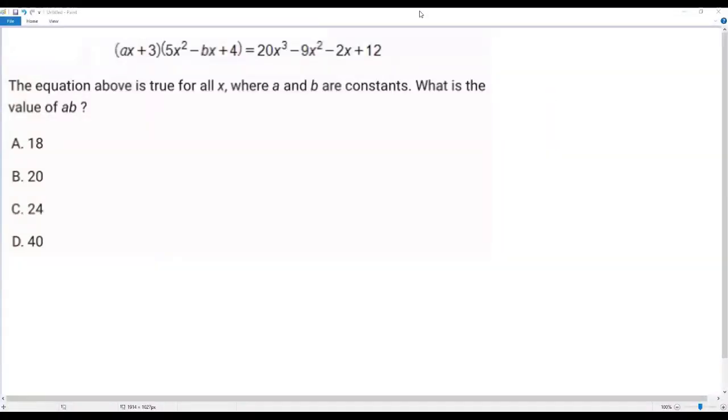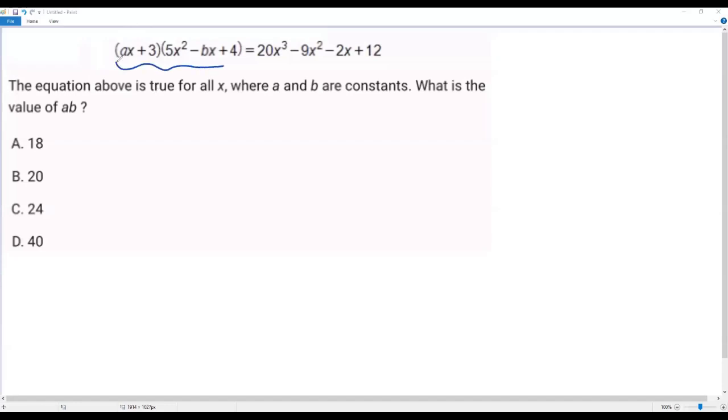Here we have a SAT math question. Okay, let's go through the information. (ax + 3)(5x² − bx + 4) = 20x³ − 9x² − 2x + 12. The equation above is true for all x, where a and b are constants. What is the value of ab? That is, we have to find the value of a times b.